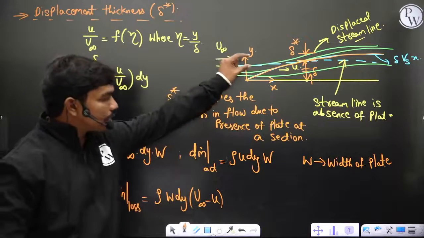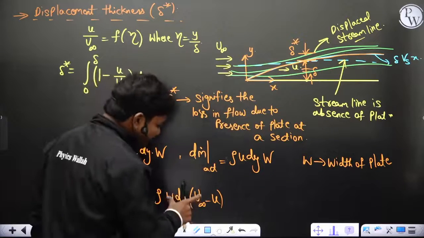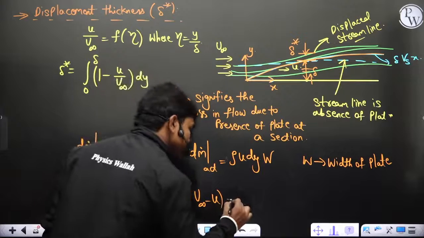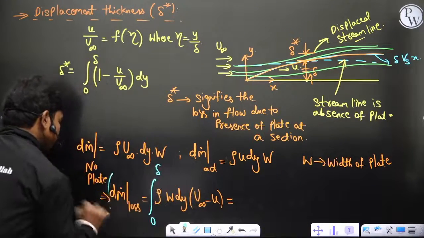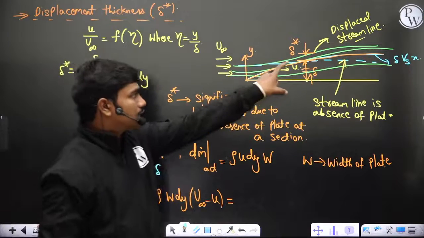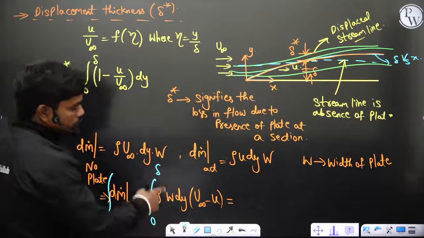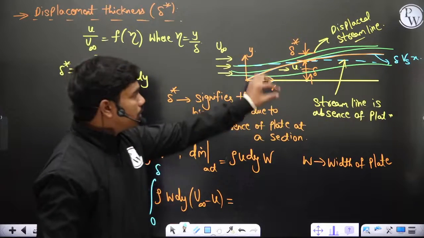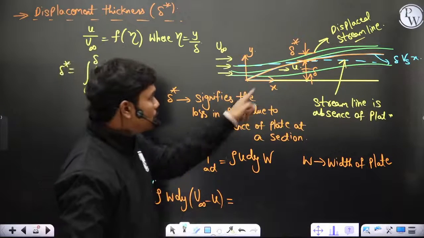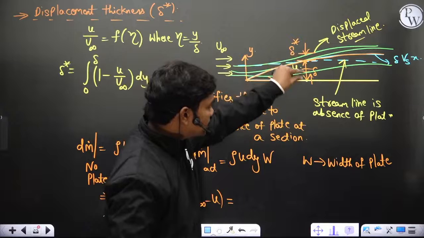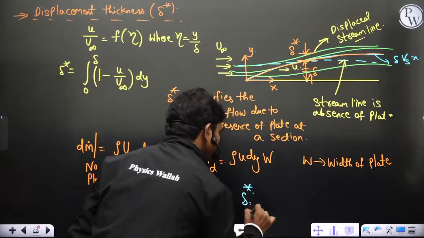Now, this delta star actually compensates for the loss in the fluid. So this mass flow rate which is actually lost, the total mass which is lost, is the integral from 0 to delta, because y can change from 0 to delta at any given section. This is the mass flow rate which is lost because of the plate. So the excess mass we are considering to compensate the loss here is nothing but delta star into w.